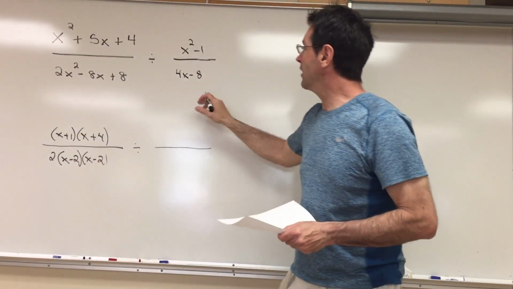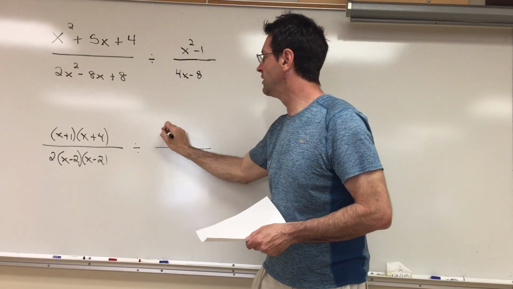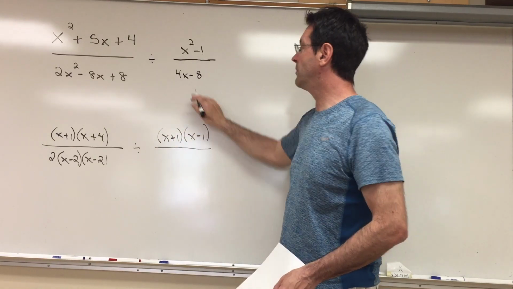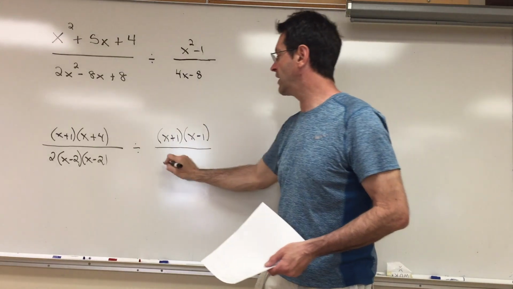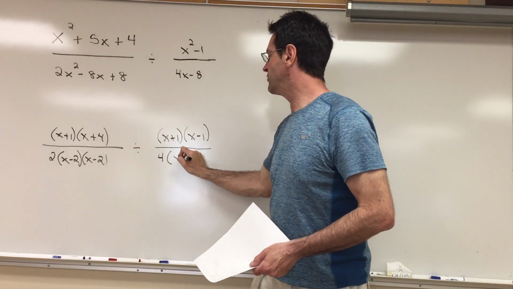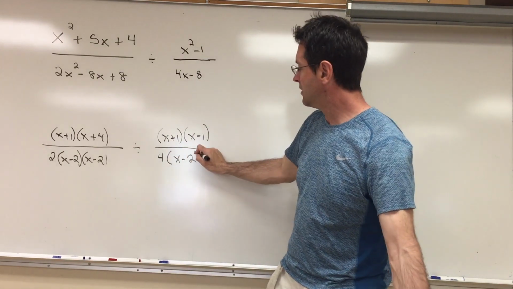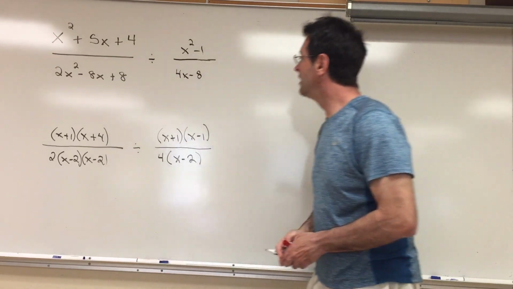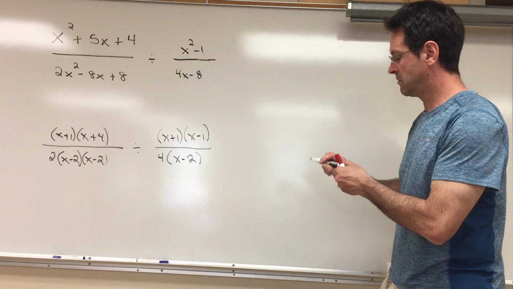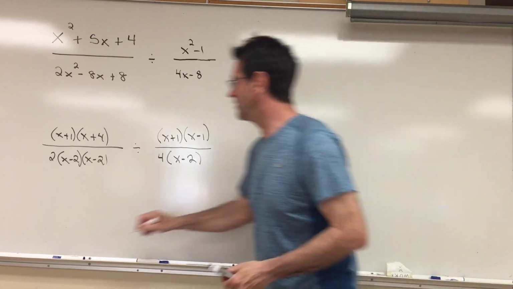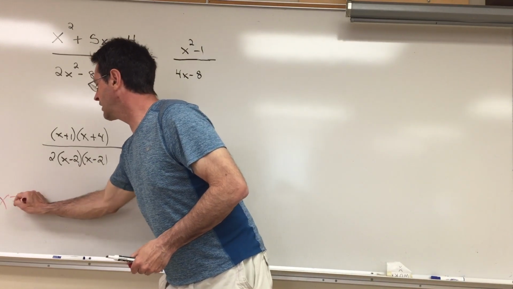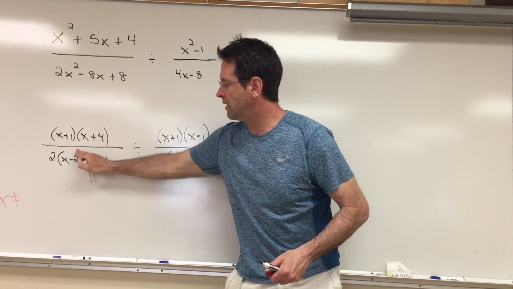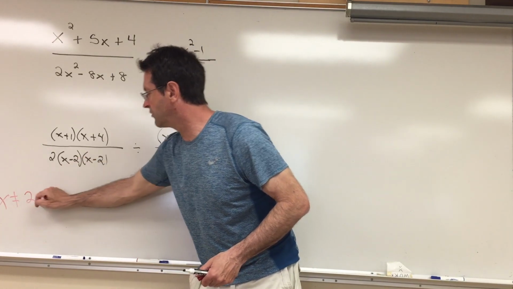In the top over here, it's a difference of squares. X plus 1 times x minus 1. And in the bottom, all you can take out is the greatest common factor, 4. 4 times x minus 2. Find your non-permissible values. I'll put them over here. X cannot equal. So from here, if I was to put a 2 into this binomial, I'd end up with 0. So x can't equal 2.